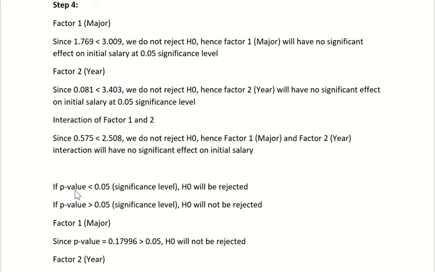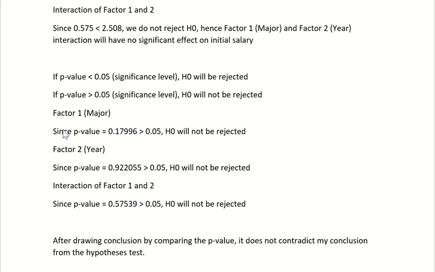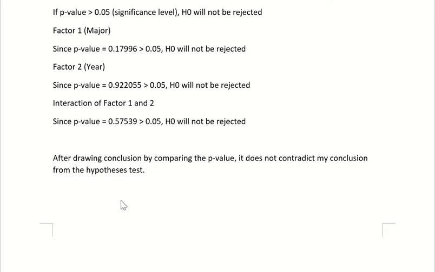So if the p-value is smaller than the 0.05 significance level, the null hypothesis will be rejected. If the p-value is greater than 0.05, the null hypothesis will not be rejected. So after concluding everything, all of the p-values are greater than the significance level, hence the null hypothesis will not be rejected, and it does not contradict my conclusion from the hypothesis testing.